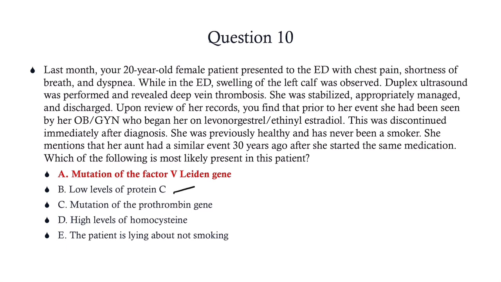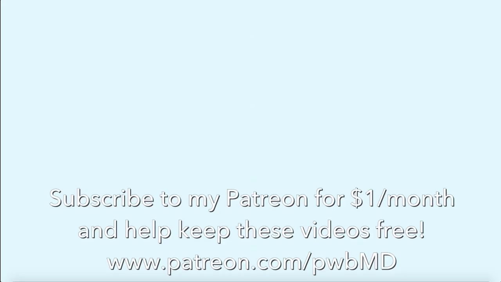Now, there are others. So protein C deficiency, a prothrombin mutation, those are thrombophilias, but they are considerably less common. About half of inherited thrombophilias are from the factor V Leiden mutation. Now, high levels of homocysteine, that can be acquired through dietary deficiencies, or it can be inherited through an MTHFR mutation. That's quite less common. And then the patient is lying about non-smoking. We already talked about that.